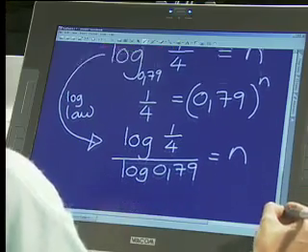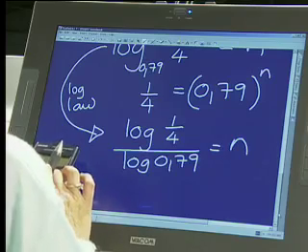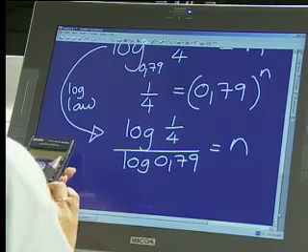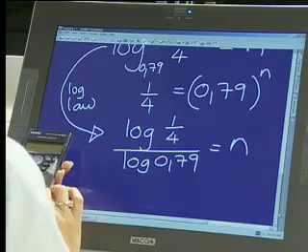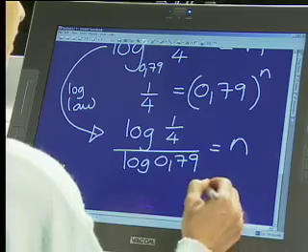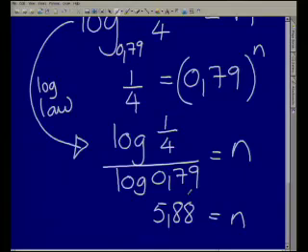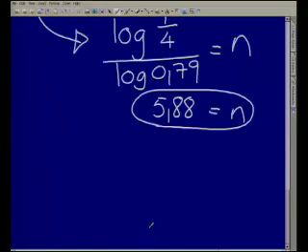And then finally, if we just use our calculator and we take log of 1/4 and we divide that by the log of 0.79, we get 5.88. And since our rate was per annum, we get 5.88 years. Now what I'd like to look at is, does that mean that it will take 5 years and 8 months to depreciate to 1/4 of its value? What does this 0.8 actually mean?